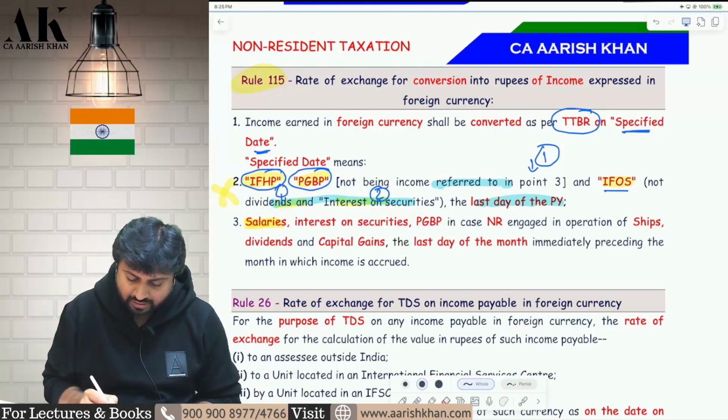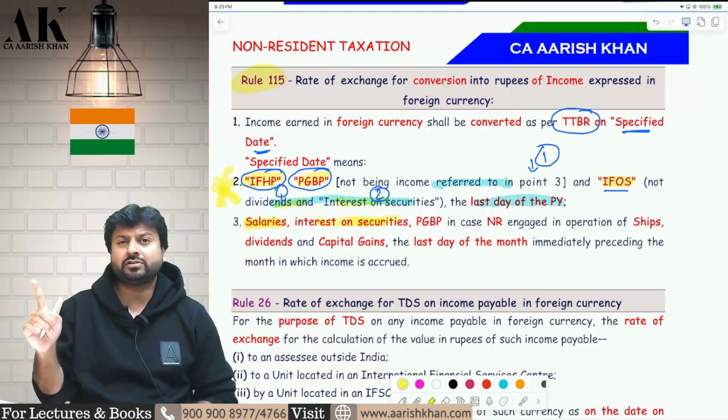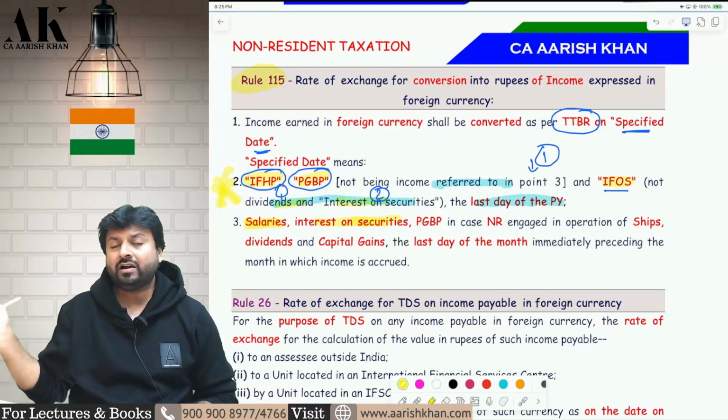Similarly, for interest on security, which is not covered in point number 2. In point number 2, interest on security is not covered. In point number 3, interest on security is covered. For interest on security, you will take the last day of the preceding month.